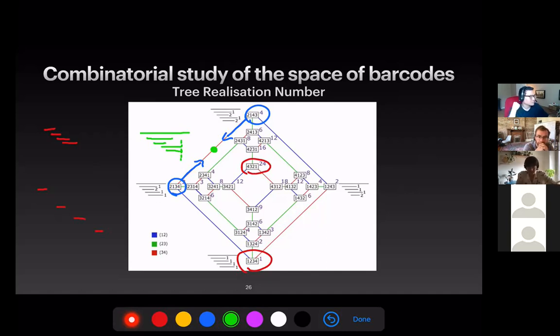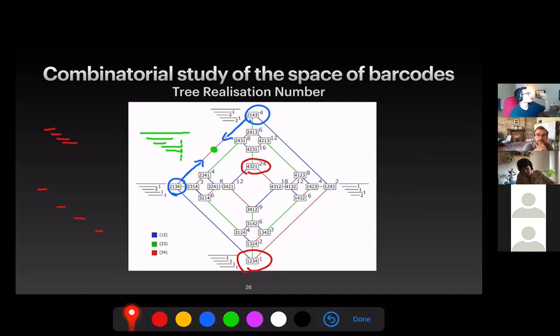One last thing I want to say about this slide, the tree realization number here is in purple, the little values next to each permutation. And you can see that it has several combinatorial properties, including one, it respects the Bruhat order. If you don't know what the Bruhat order is, you can just think of it as the shortest path between a permutation and the identity on the Cayley graph. So for example, this one here is smaller than this one in the Bruhat order because it's closer to the identity. And you can see that the tree realization number respects this Bruhat order.